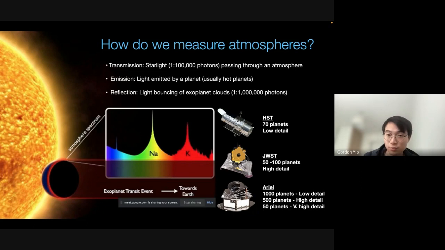And with the reflection spectrum, you are looking at the light bouncing off the exoplanet's clouds. You can see whether there are any small particles inside the atmosphere, how small they are, what the particles are, and what they are made of. That really tells us a lot about the atmosphere. And if you look at the scale of it, the starlight is 1 to 100,000 photons. For every 100,000 photons, there may be one photon that actually filtered through the atmosphere. So the challenge is really there, and it's really hard to characterize. And for now, what we can really tell is, do they have water?